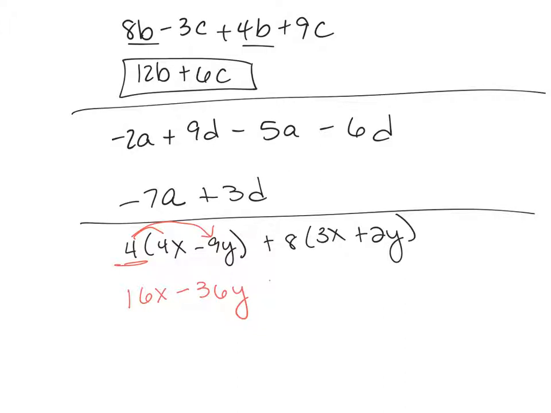We've got to get rid of these over here. This 8 belongs to everybody inside that parenthesis. So we have 24x plus 16y. And now we look at what's left and see if we can combine more stuff. And we can, right? The x's can go together and the y's can go together. So 16 plus 24, I believe, is 40. Somebody check my work. And negative 36 plus 16 is negative 20.